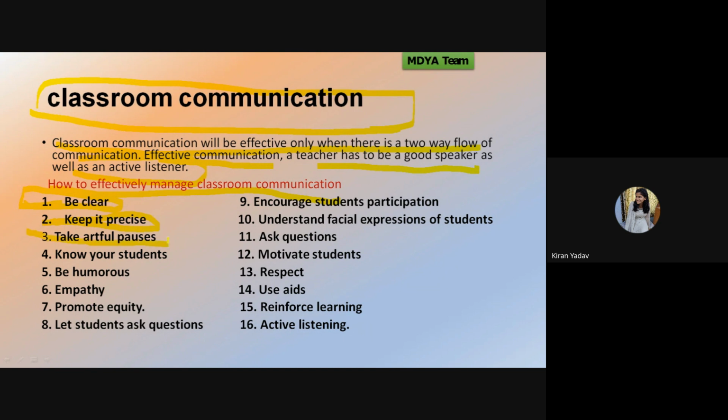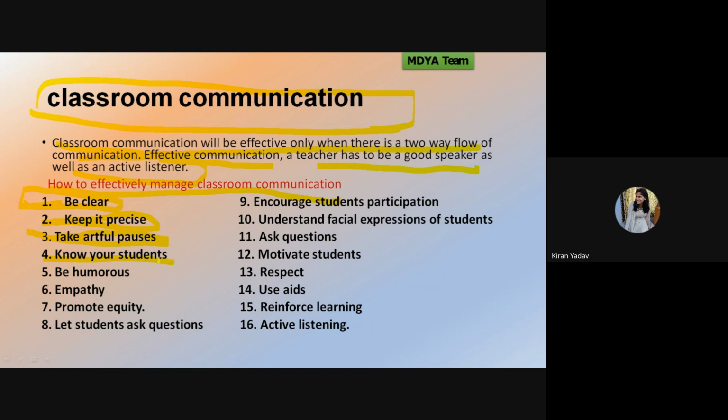Take artful pauses. If you take pauses in between, then if students have their attention somewhere else, you can catch their attention by taking pauses. And taking pauses can also give students time to reflect or to understand.